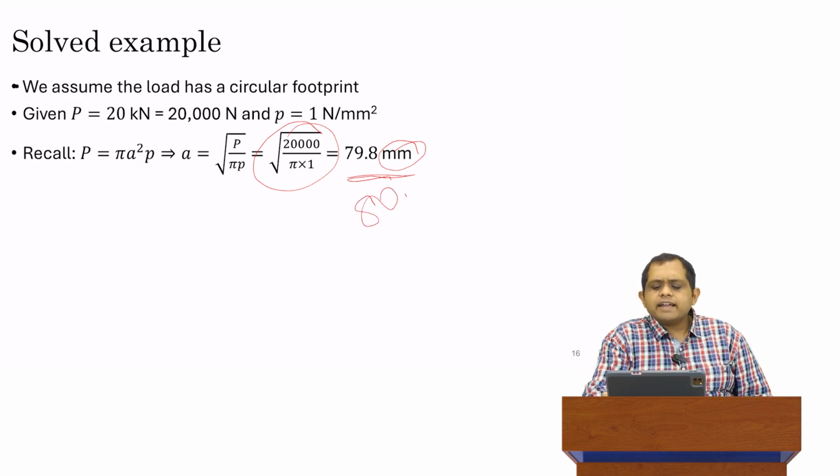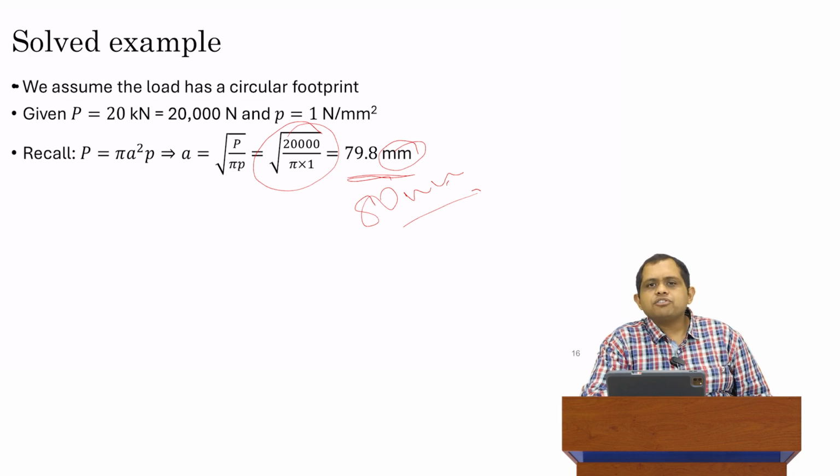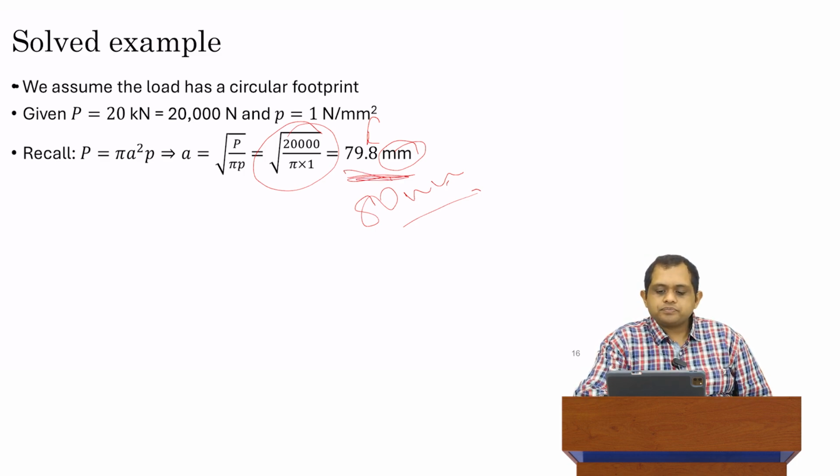You could write this as 80 mm, but generally my recommendation is don't do any additional rounding off. So if you decide to keep it to a precision of 1 decimal point, stick to that. So don't round this off to 80 unnecessarily. Don't do more rounding off than is strictly required. And if you're using a spreadsheet, let the spreadsheet round off to 16 decimal places. You need not do it. So what we get is A is 79.8 millimeters.